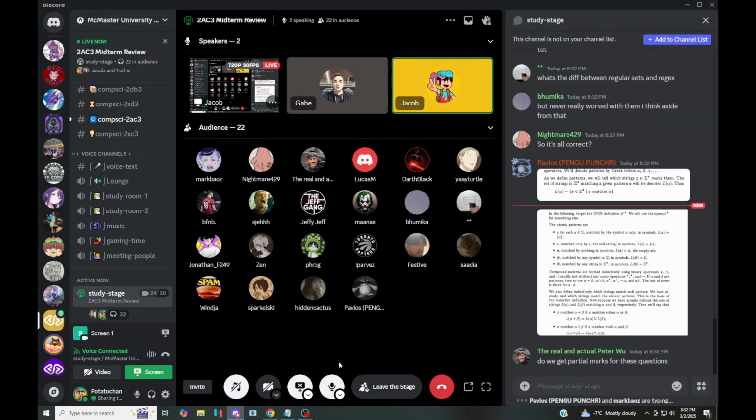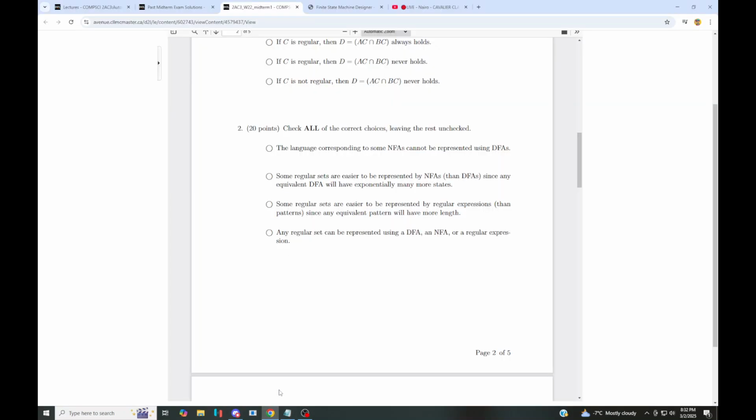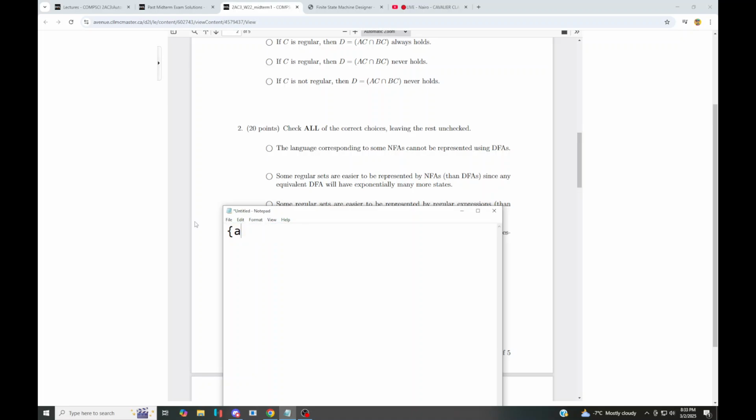What's the difference between regular sets and regular expressions? Great question. A regular set is the actual set of strings. So this here is a regular set. The regular expression for this would be that. This is a regular expression that defines this set. So we could say if A is a regular expression, then the language of A is equal to this set. So the language of a regular expression is the regular set that it describes.